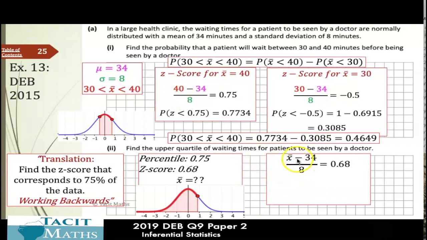So that is x, whatever this piece of data is, minus 34, divided by 8, will give us an answer of 0.68. So it's just a simple algebra equation that you need to solve. Cross multiply by 8, add 34 to both sides, and we get 39.44, which is the upper quartile for this set of data. It roughly translates as that 3/4 of the patients are seen within 39.44 minutes.